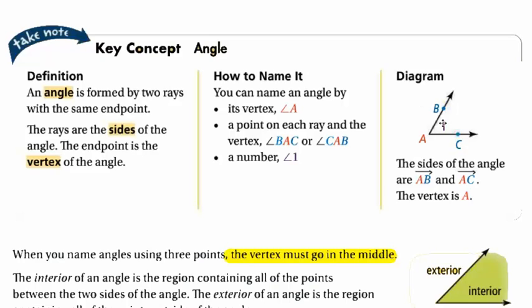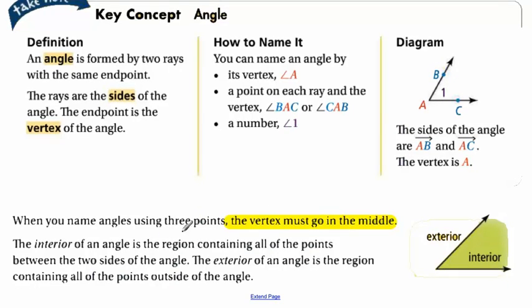We can also label an angle if it's got a number or a notation in the middle there. Sometimes you'll see the Greek letter alpha. I don't know if you know what that looks like, so I'll write that in here. It kind of looks like that. In this case, we have the number 1, so we could also call it angle 1. And this just reiterates that the vertex must go in the middle when you're using the letters.